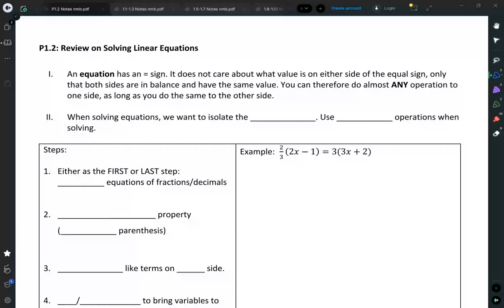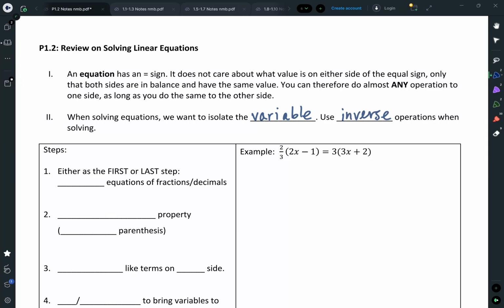So just a quick first one talking about what equations are: they have to be equal on both sides, they have the same value. We can do any operation to both sides, and we say almost any because there's going to be weird stuff. But for the most part, if you're going to add 5 on one side, you add 5 on the other, right? We do the same thing on both sides. When we're solving equations, we want to isolate the variable, and we do this by using inverse operations. That's the vocab word we're looking for.